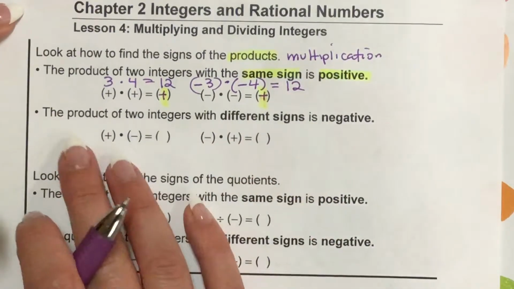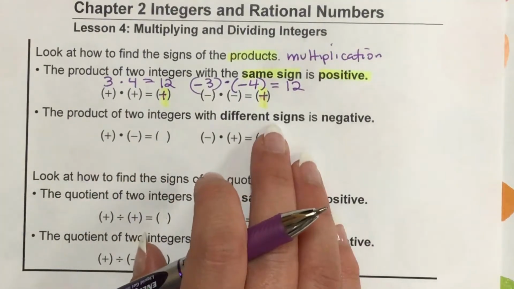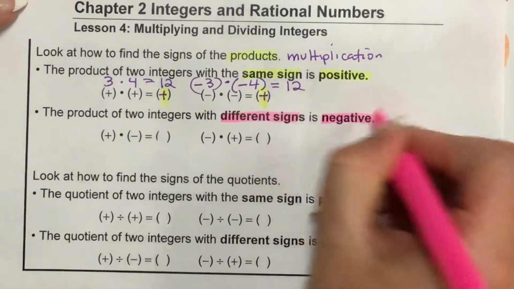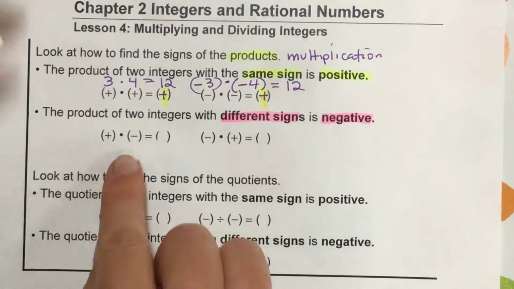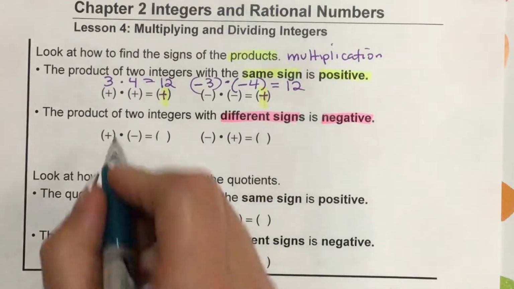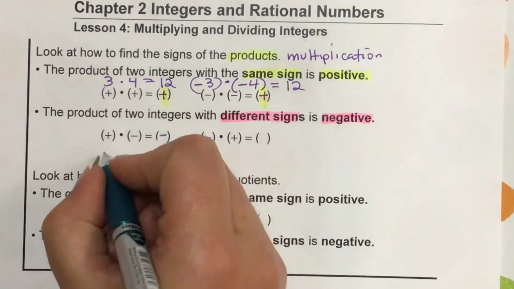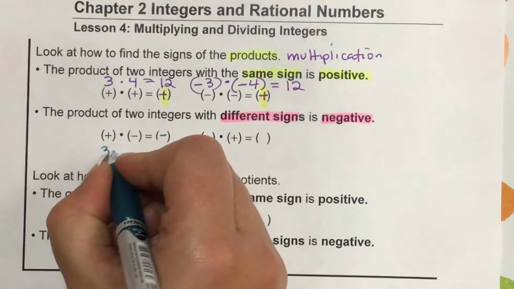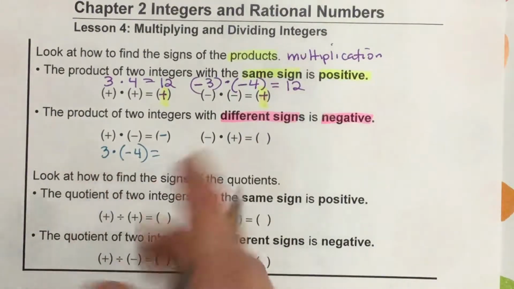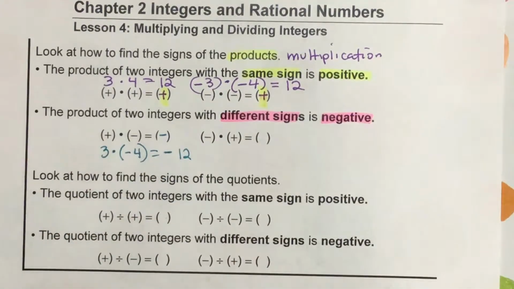Okay, let's move on. The product of two integers with different signs is always negative. So look here. We're doing multiplication. Product means multiplication. So we have a positive multiplied by a negative is always going to be negative. So if we had something like 3 times a -4, since it's a positive times a negative, our answer is going to be negative, and 3 times 4 would be 12. So the answer would be -12.